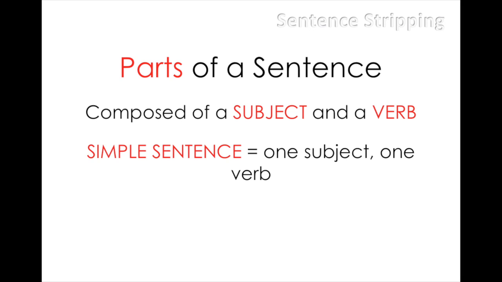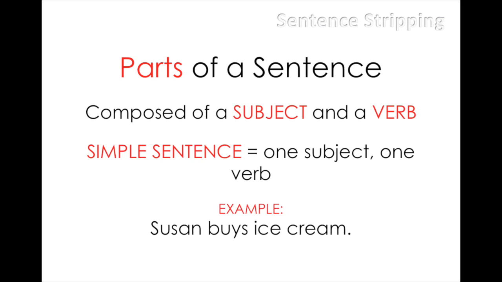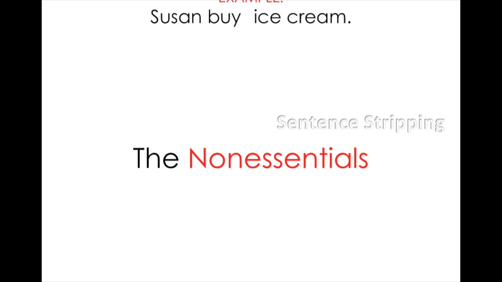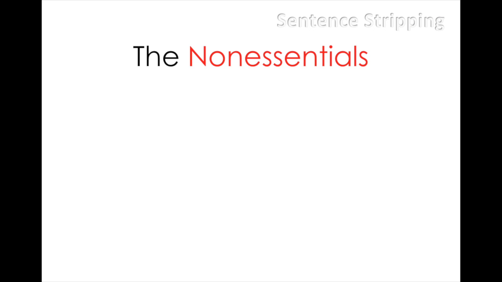Let's look at this example. Susan buys ice cream. It is fairly easy to hear a subject-verb error in a simple sentence. If the sentence was written as Susan buy ice cream, your ear would recognize the mistake right away. This is why the goal of sentence stripping is to break down the sentence until you are left only with the simple sentence.